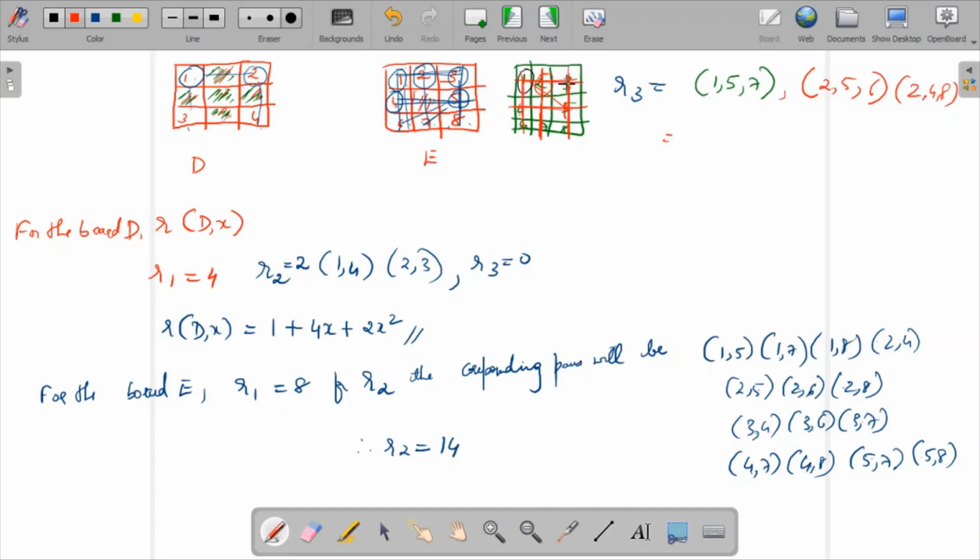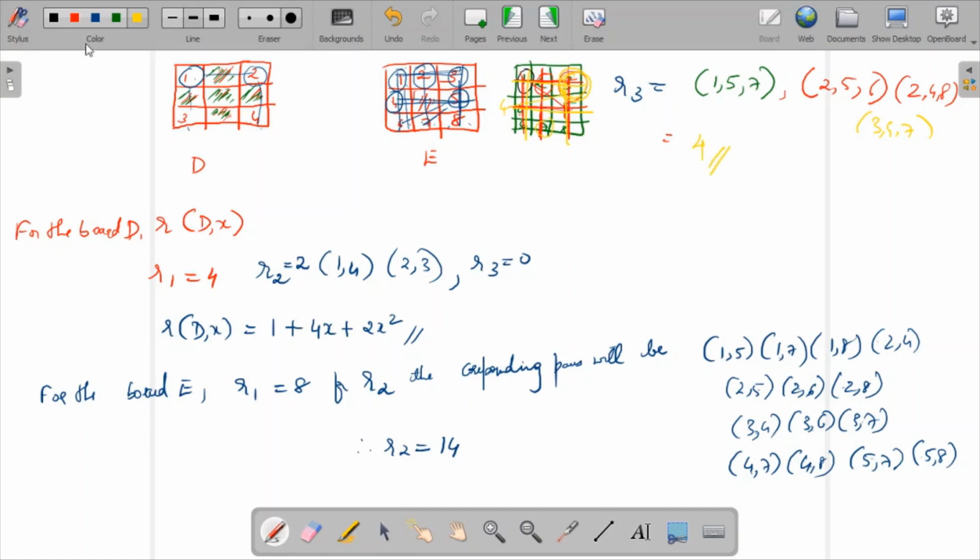Then you will go to 3. When you go to 3, this is not there and this is not there. So 3 can be combined with 4. When you combine with 4 again, this is not there, this is not there. So left out is 3, 4, 7. Therefore the R3 value would be 4.